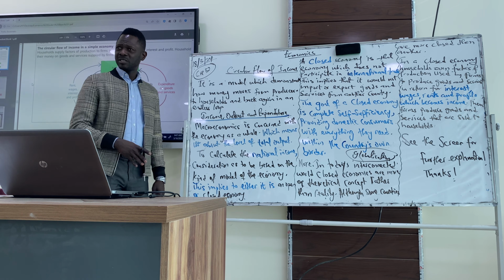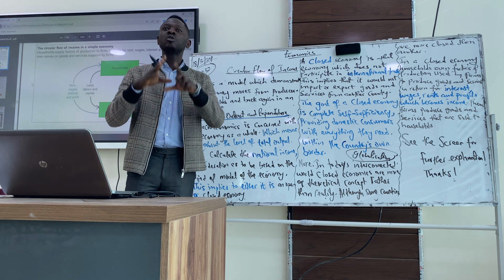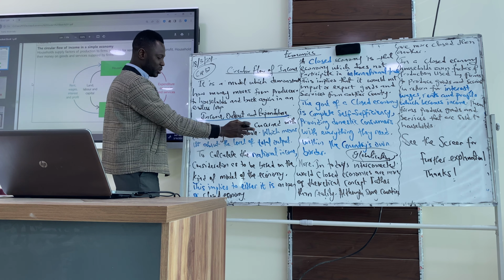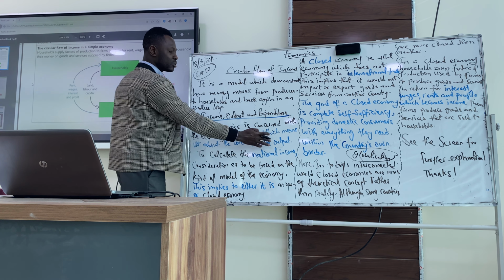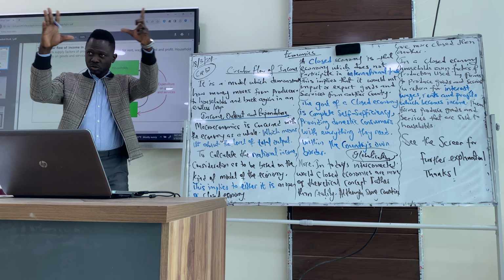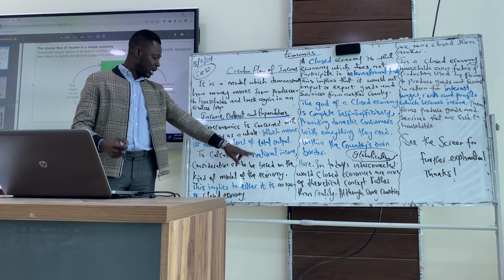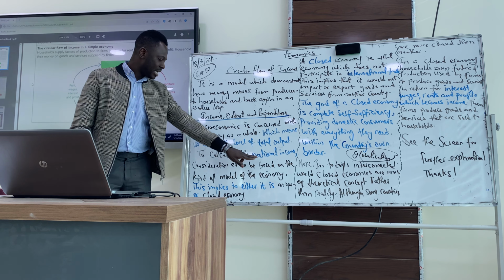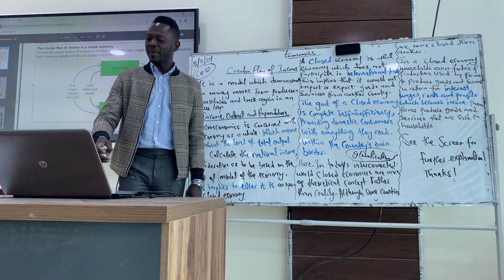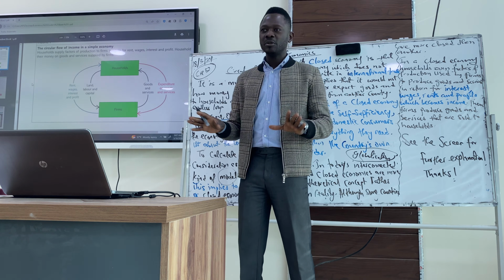So macroeconomics is concerned with the economy as a whole, which means it's about the level of total output, which is the same as our national income. The total output is our national income, the GDP. So to calculate the national income, which is the total output, consideration has to be based on the kind of model of the economy. So when we talk about the kind of model, the economy can be either closed or open. That is the model.